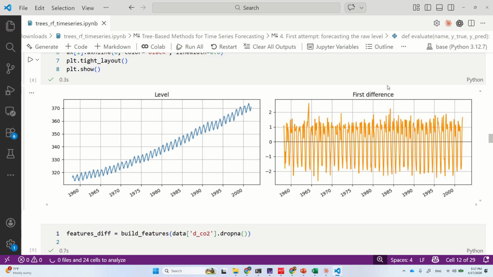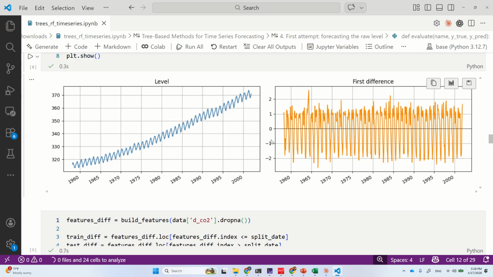Okay, so this is how the difference looks. This is the original time series. We see the trend, right? But now, after just visualizing the difference, look, we have removed the trend, but we still have seasonalities here. We just removed the trend.